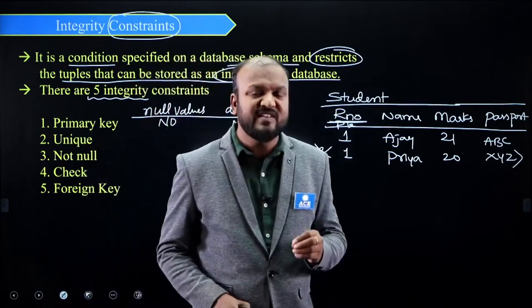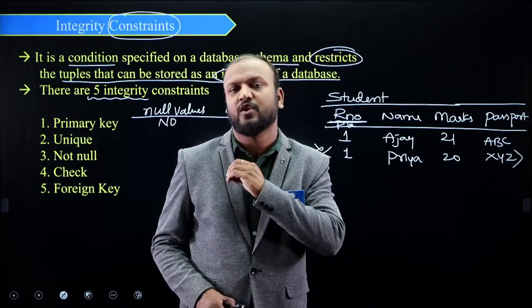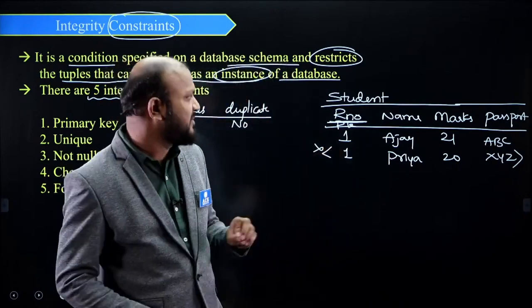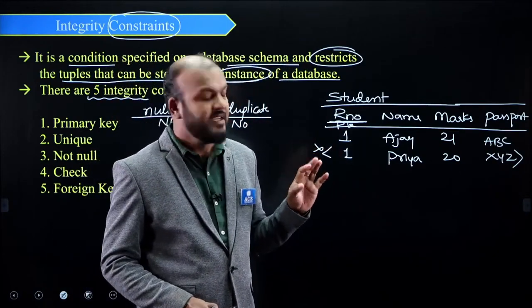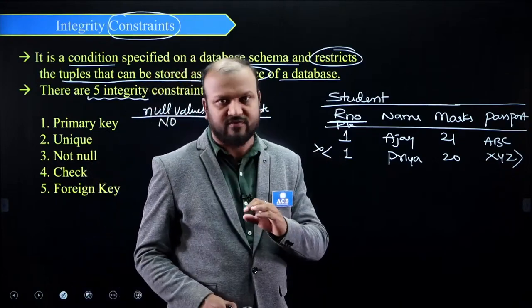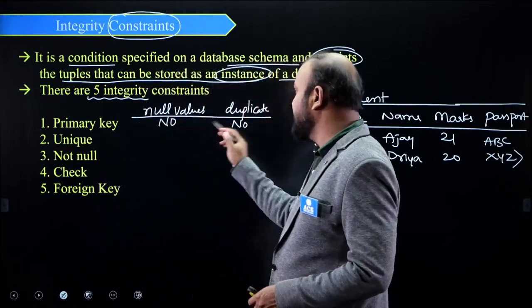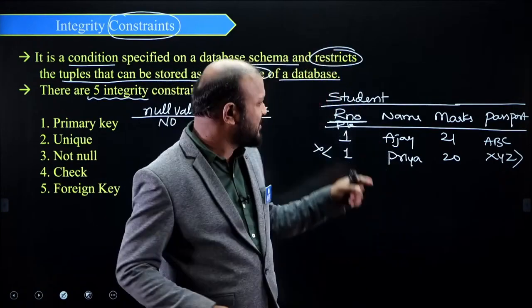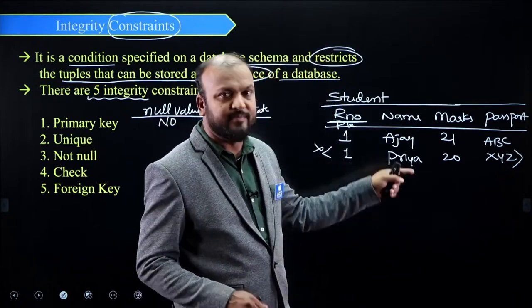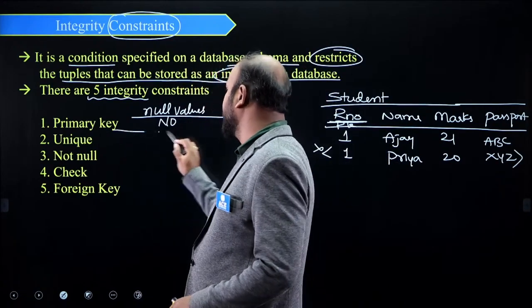When a tuple is going to be inserted, if the tuple satisfies all the integrity constraints that are mentioned on the database schema, then only it is going to be inserted, otherwise it will not be inserted. Okay, fine. The same thing holds for null values. Suppose you are trying to store a null value in this roll number column, that is going to be rejected by the database system. Now look at unique.